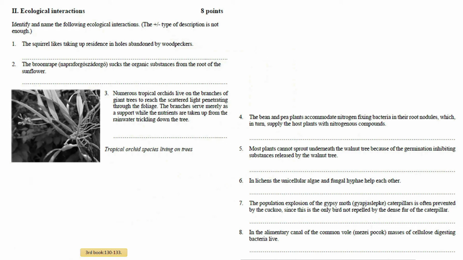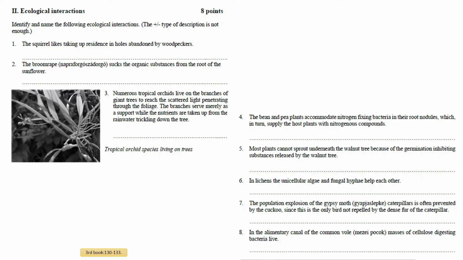Moving on to the second exercise, which is a highly prioritized topic, we might say, and the title is Ecological Interactions. Identify and name the following ecological interactions. And it's important that you actually write down the words, the abbreviations are not enough.